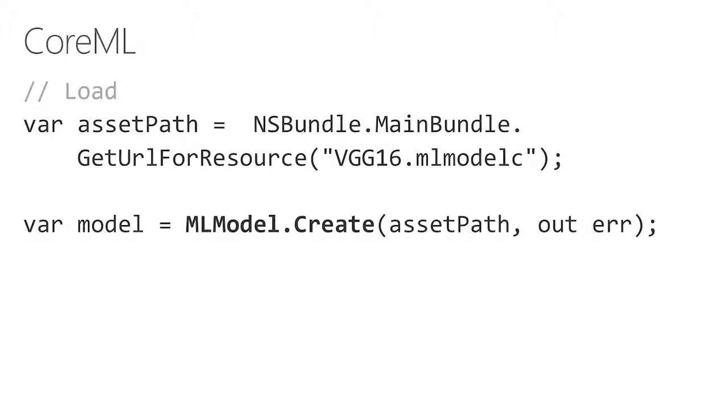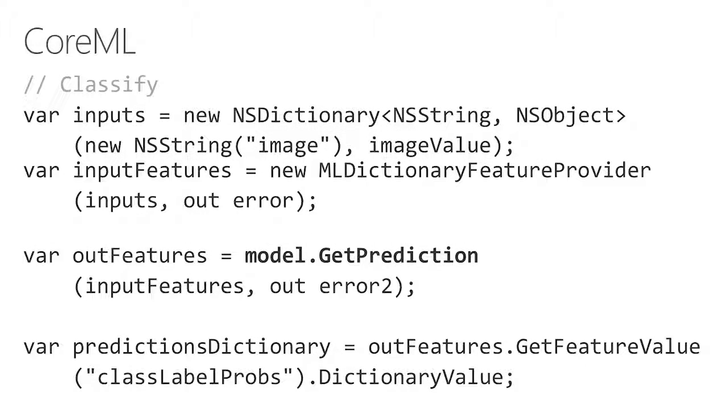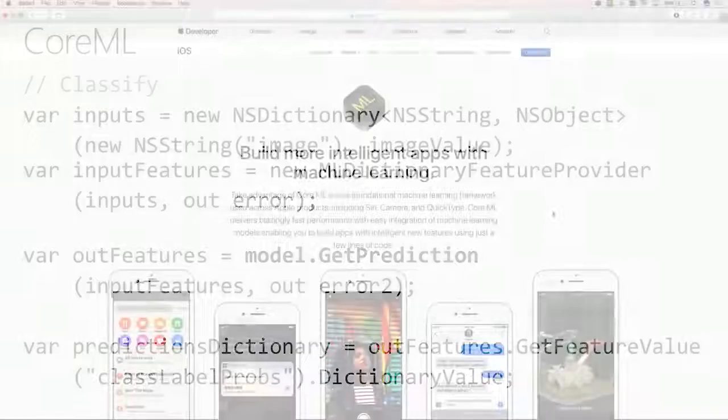Determine the path for the compiled model, vgg16.mlmodelc in this snippet, and use the create method to load it. To use the model, marshal the required input parameters. This example uses an NSDictionary to provide an input named image. The getPrediction method is where the magic happens. The model will be applied to your inputs, and the results will be returned, often as a dictionary of options with confidence levels for each result.